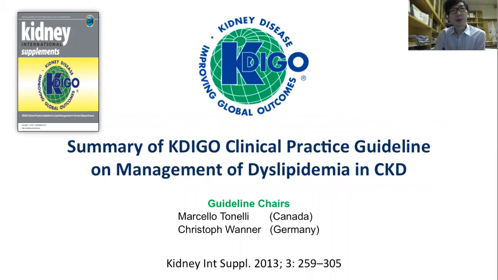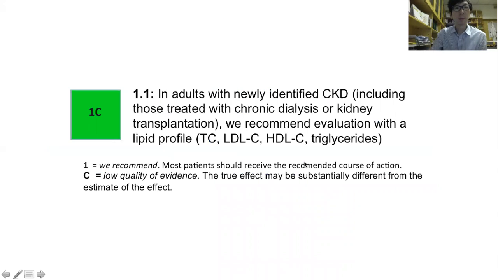So in 2013, KDIGO published this guideline on the management of dyslipidemia in CKD, and these are the guideline co-chairs. The first guideline says that in adults with newly identified CKD, we recommend evaluation with a full lipid profile, and this is 1C, meaning a recommendation with low quality of evidence.